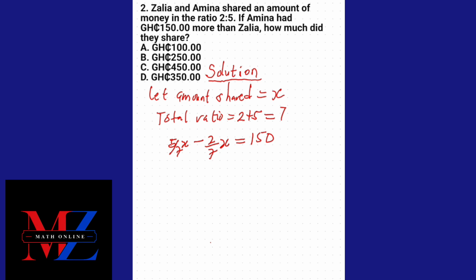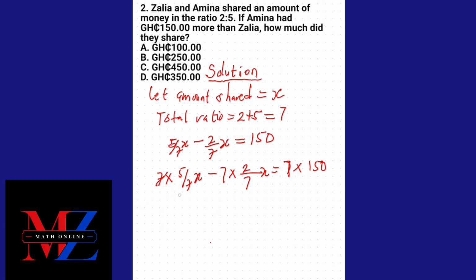Now, after forming this simple linear equation, our next step is to make sure that we clear the fractions. And by that, you see that this 150 is over 1. So in that case, we are finding the LCM of 7 and 1, and the LCM of 7 and 1 is still 7. So we multiply all the terms by 7. So in that case, we have 7 multiplied by 5 over 7 x, minus the same 7 multiplied by 2 over 7 x, which is equal to 7 multiplied by 150.